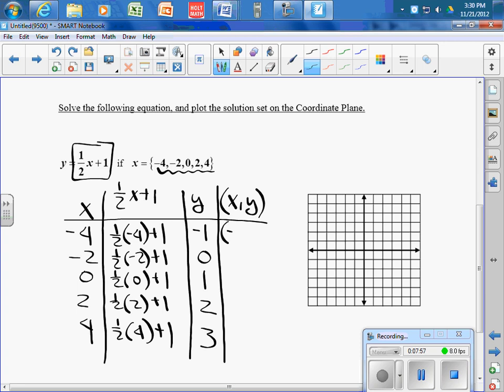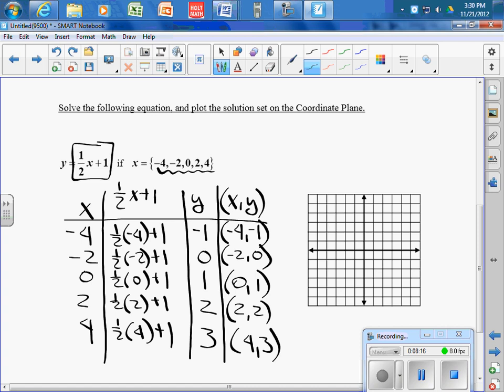Negative 4, negative 1. Negative 2, 0. 0, 1. 2, 2. And then 4, 3. So we go over here to our graph and we plot these points.